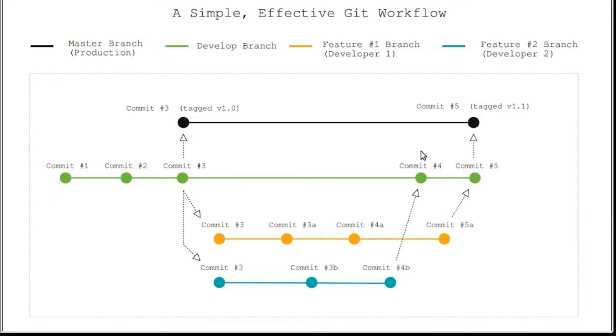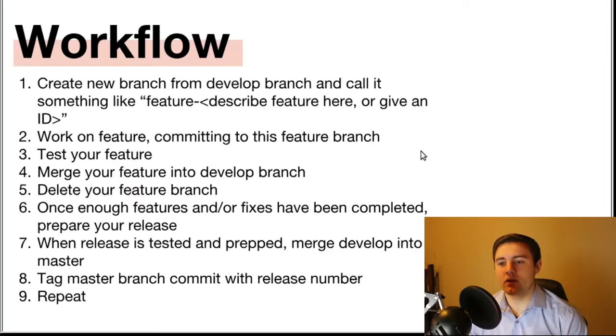I'm not going to try to spend the time explaining what this diagram means. If you want, you can pause the video and take a quick look at it. But essentially what's happening here is we are creating feature branches from the develop branch, which is considered the main development branch that we're working on, and we are going to do work on that feature, commit it, and eventually merge it back into the develop branch, which will then eventually be merged into the master branch, tagged as a release, and then you will start the workflow over and over again.